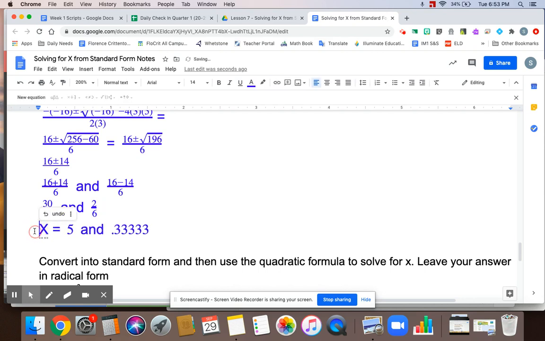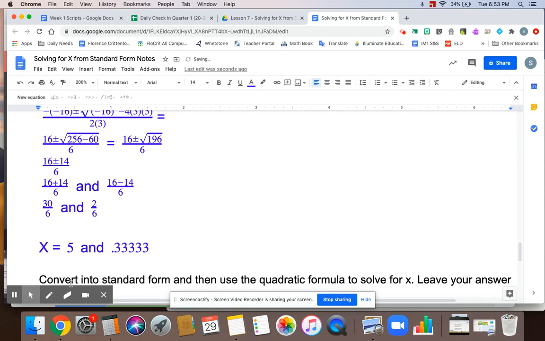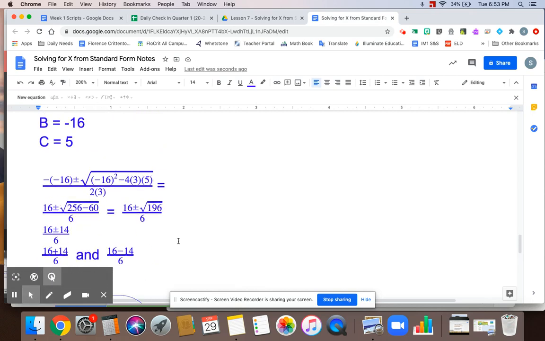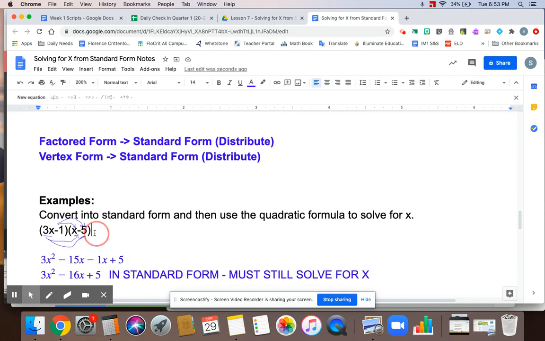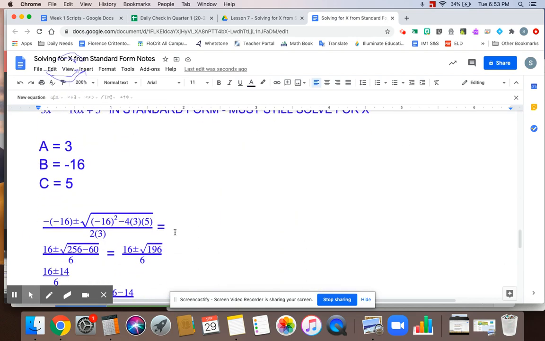But since this one was a decimal, I will take decimal or fraction as an answer. So this is what x equals for this problem, the one all the way up here.